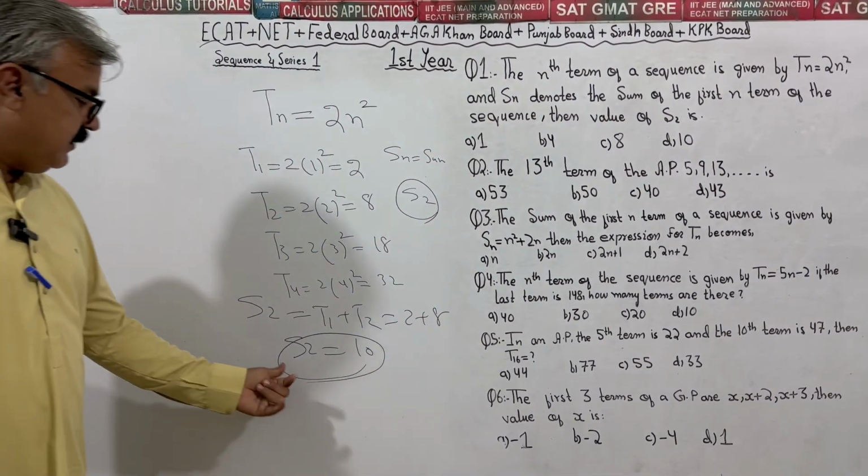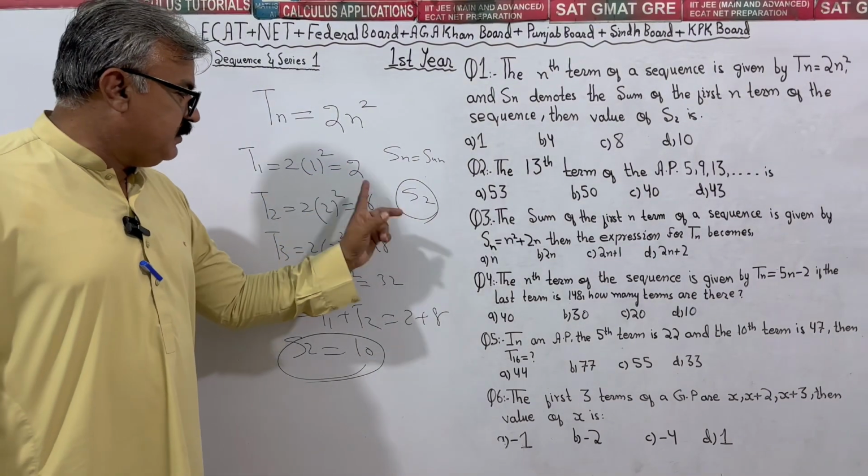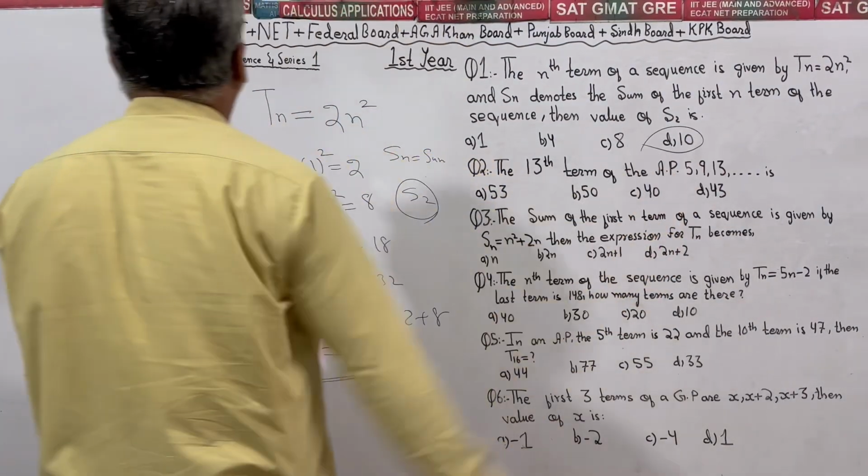And we are asked to find the sum. S2 means the sum of the first two terms, 2 plus 8. S2 means the sum of the first two, 2 plus 8 is equal to 10. So 10 is the answer in that case.